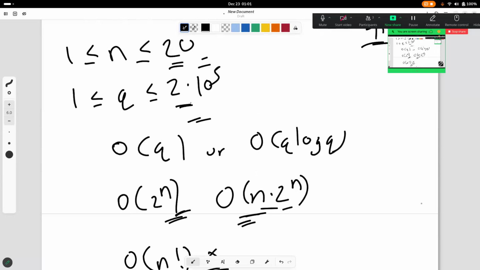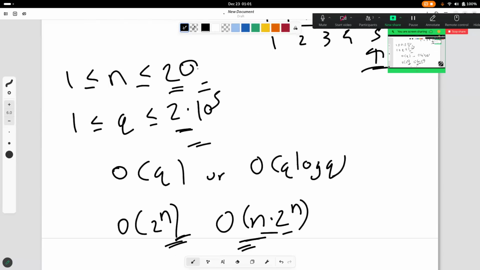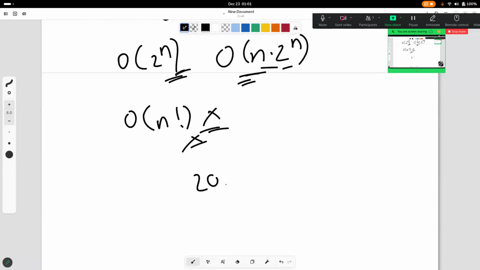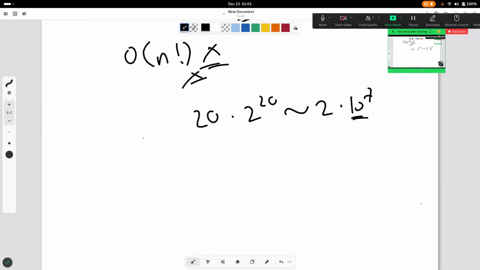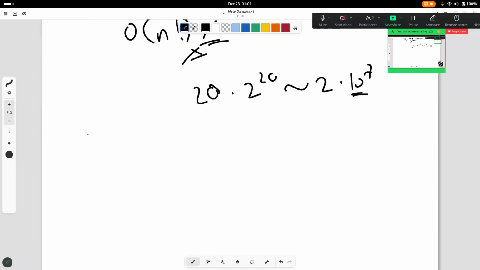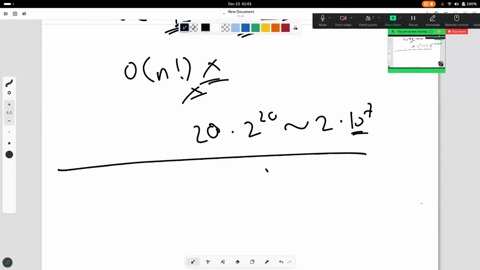would be feasible within these constraints because 2 times 10 is around 10 power 3 and 2 raised to power 20 is around 10 power 6. And even with 20 into 2 raised to power 20, that would be around 2 times 10 raised to power 7. So that would be somewhat feasible given that you can implement it in a very good way. Now, that was about the constraints.